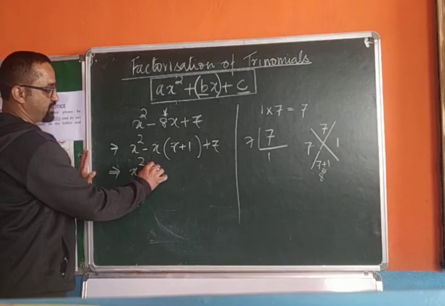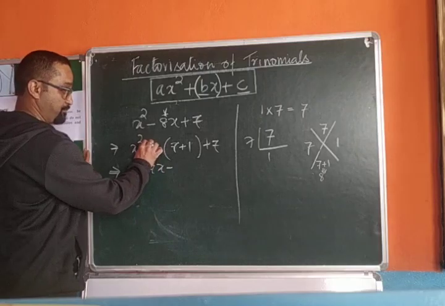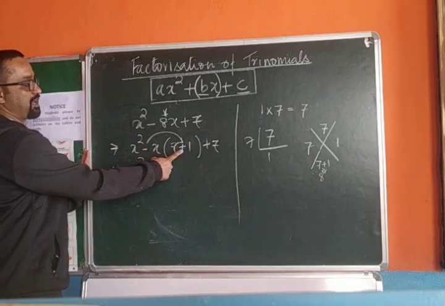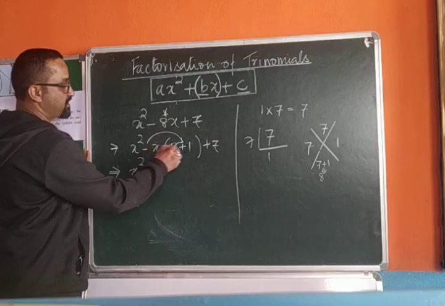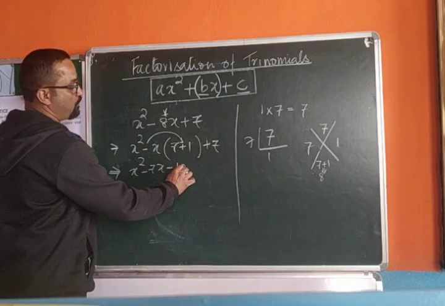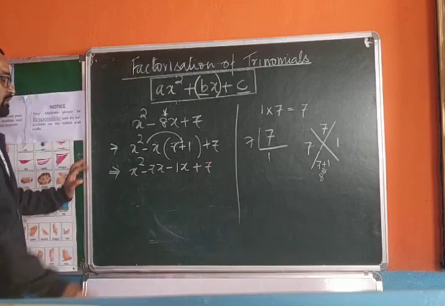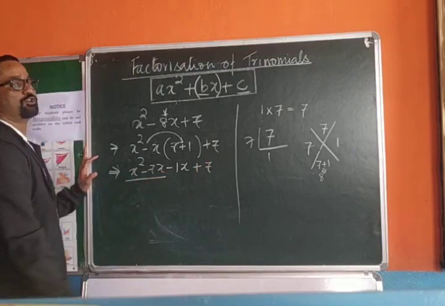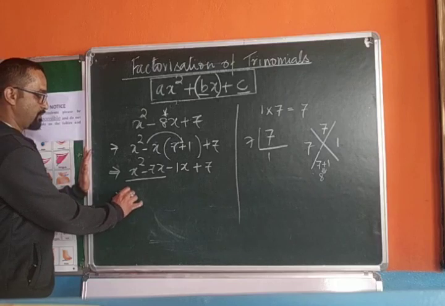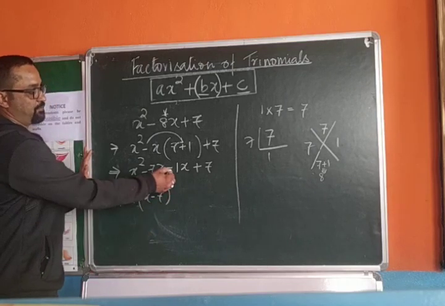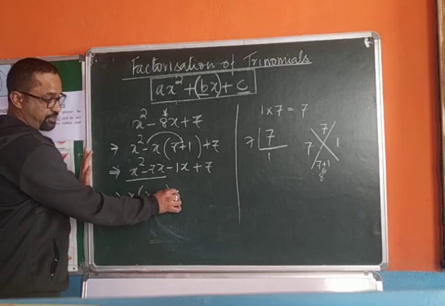x squared minus 7x minus. Make sure you multiply the sign. Minus multiplied by plus is minus. x multiplied by 1 is 1x, or you can write x, it's up to you. Take common from the first two terms. x is common, you get x minus 7. Minus sign must be written here.